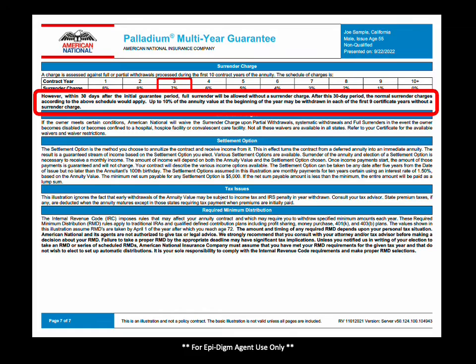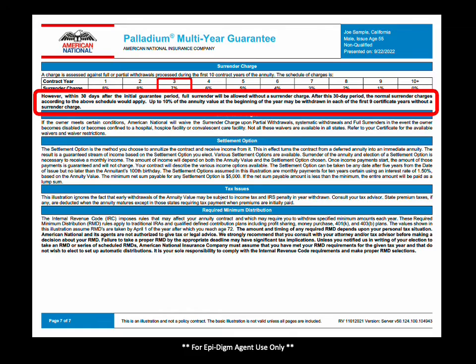And as an agent, I'm pretty sure you want to move clients on to different products so that you make a commission on it. You get another sale on it. But you do have to understand that the period without surrender charges is 30 days after the 3rd anniversary. Okay? And after this 30-day period, the normal surrender charge according to the above schedule would apply.